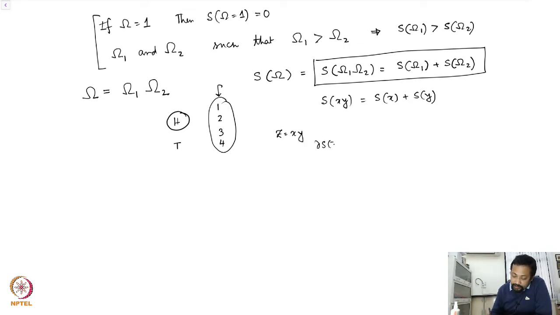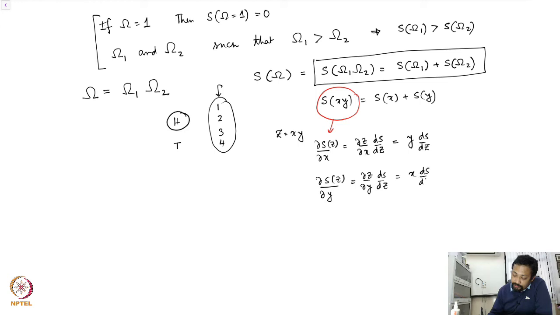Then del S of z by del x, which essentially means that I'm just looking at the left hand side and trying to calculate these quantities, is del z by del x times dS dz, right? And del z by del x is y, so y dS dz. If I do the same thing and write down del S by del y, just looking at the left hand side, then I know that this is del z by del y times dS dz, which is equal to x dS dz, right? Good. So we'll keep this in our hand.